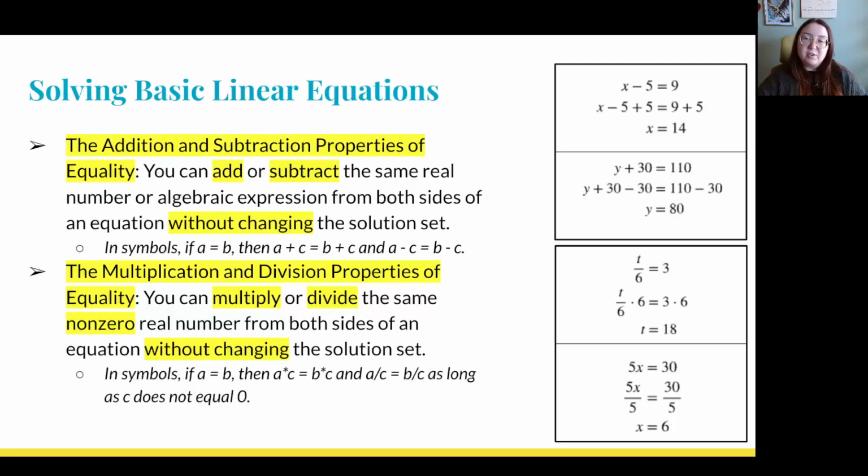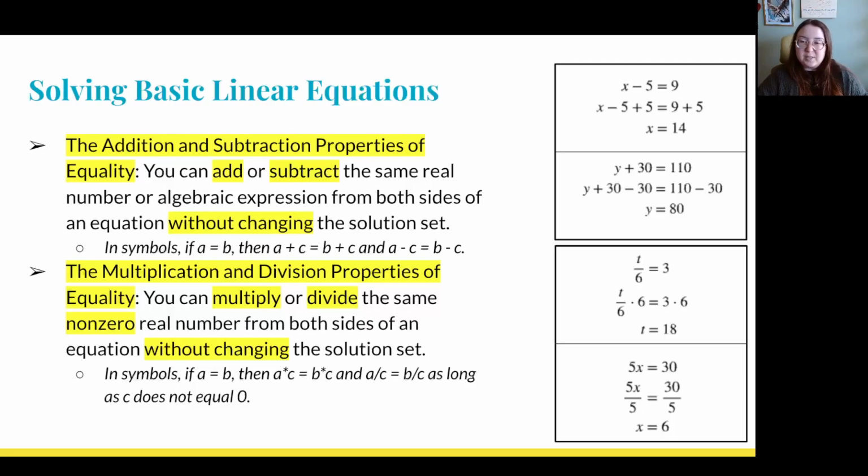Then, very similarly, we have y plus 30 equals 110. We want to get rid of the 30, so we'll subtract 30 from both sides, giving us y equals 80. Then we have t divided by 6 equals 3. We want to get rid of the division of 6, so in order to do that, we will multiply by 6. The division and the multiplication of 6 cancel each other out, but then on the other side you have 3 times 6, which is 18. So that gives us that t equals 18.